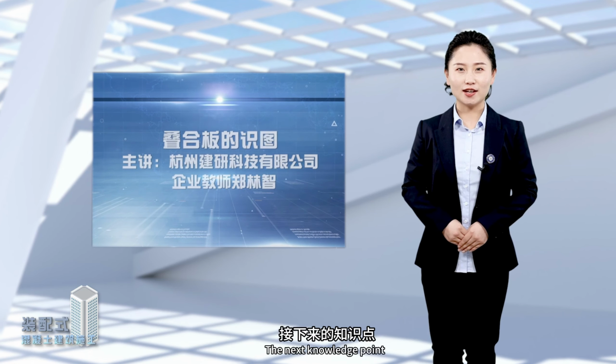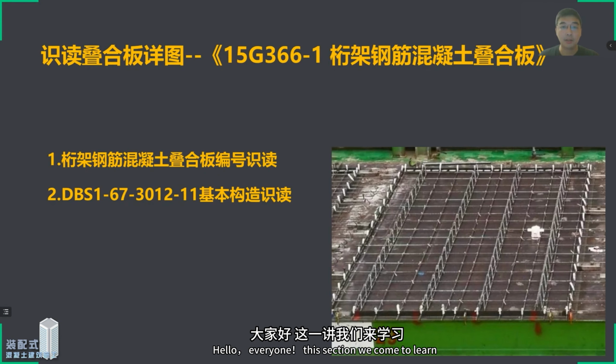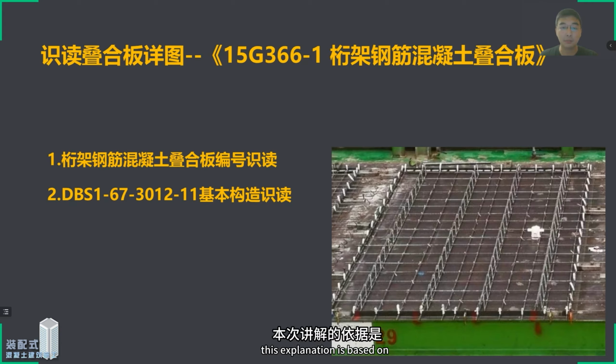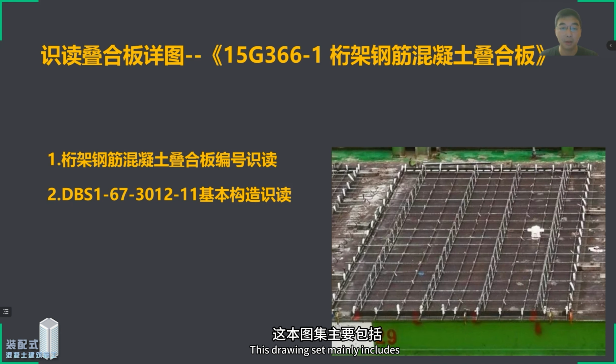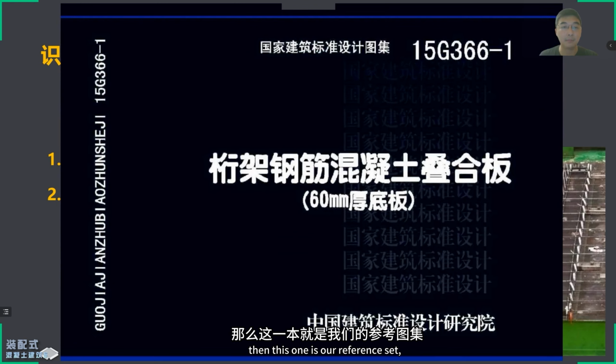The next knowledge point will be explained by enterprise teacher Mr. Zhang Lingyi. Hello everyone. In this section we learn the prefabricated concrete building, the cross-frame prefabricated concrete composite slab numbering diagram. This explanation is based on the drawing set 15G366-1 cross-frame reinforced concrete composite slab. This drawing set mainly includes 3 types of cross-frame reinforced concrete composite slab. This one is our reference set.